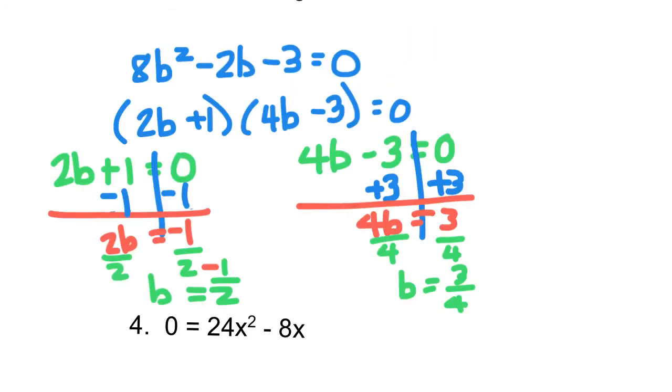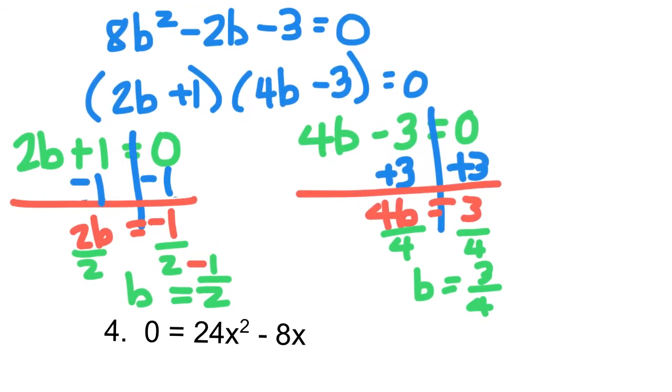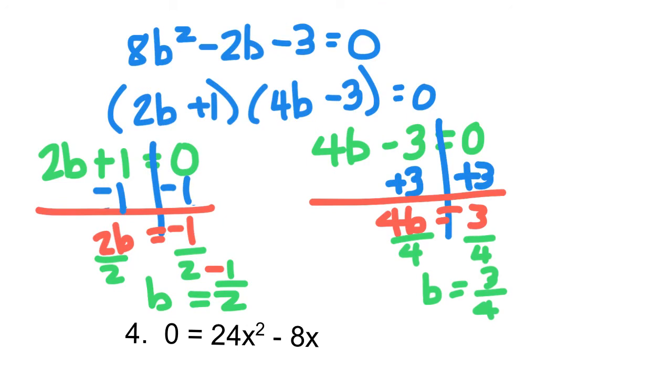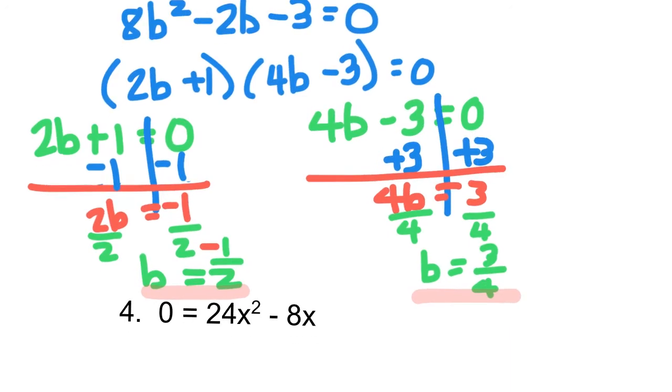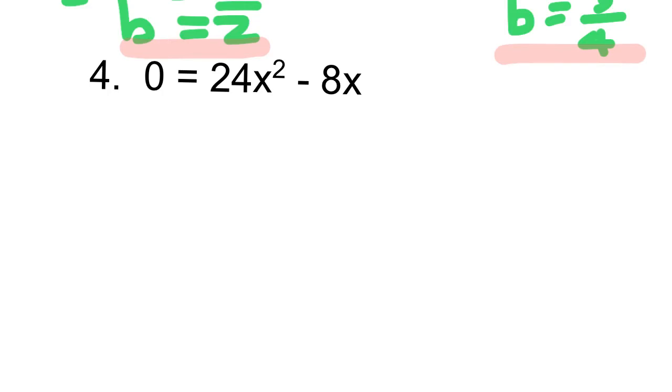Now we can take a look at number 3. So if you're having trouble factoring, remember that you can go back to the box method. So we factored it, and we've ended up with two solutions, b equals negative 1/2 and b equals 3/4. Let's take a look at number 4. On number 4, the equation is already equal to 0.